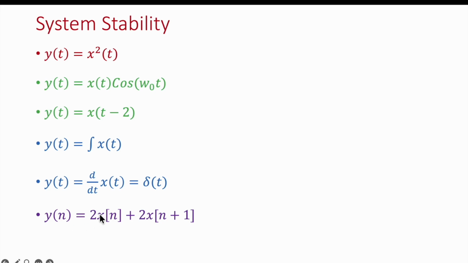y of n is equal to x of n plus 2x of n plus 1. So this is again a unit step whose amplitude is 2, plus a unit step whose amplitude is 2 and is shifted to when n is equal to minus 1. So at minus 1 you have the amplitude 2, and then onward you have the amplitude of 4. So again the output is bounded, and that is why the system is stable.